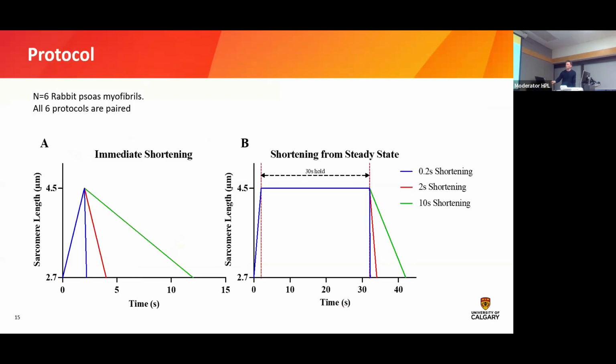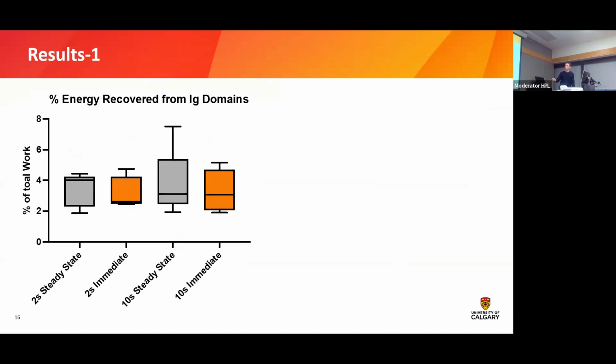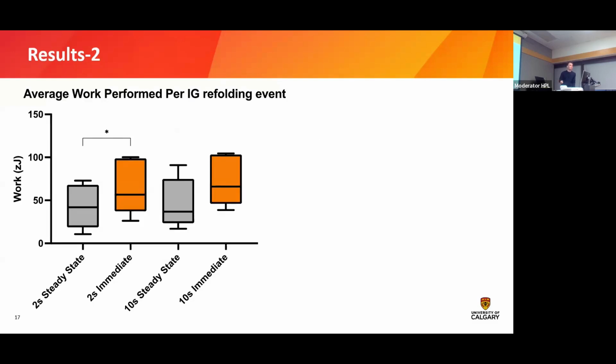Based on that, we can calculate the total work performed by immunoglobulin domains based on the length multiplied by the force, so the change in length multiplied by the change in force. That's going to give us a work value that we can then normalize to the total energy recovered from the myofibril, and that's what this graph represents. Then if we divide the work performed by the number of immunoglobulin domains that have refolded during that period, we can calculate the average work performed per immunoglobulin domain, if that makes sense.